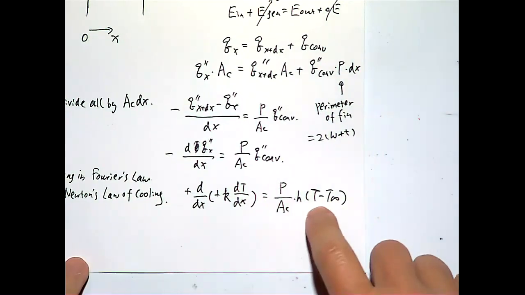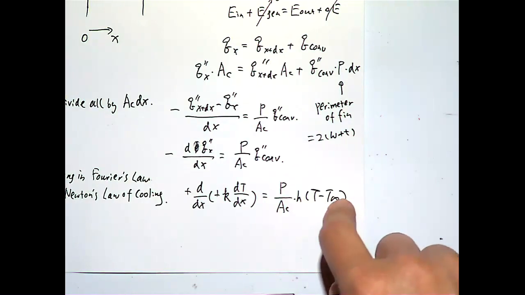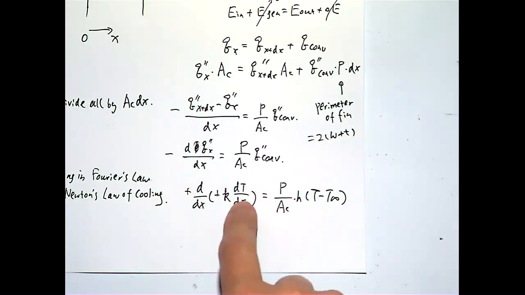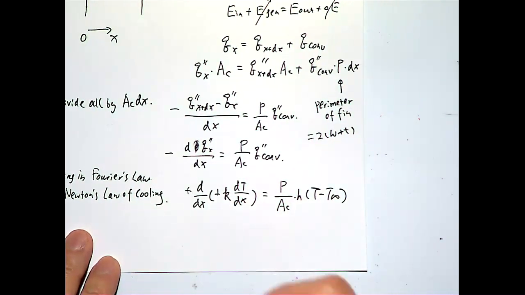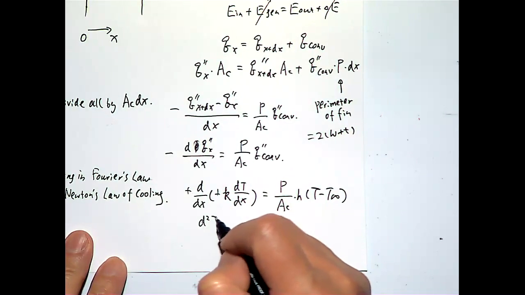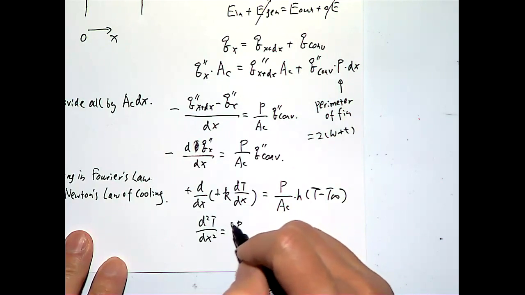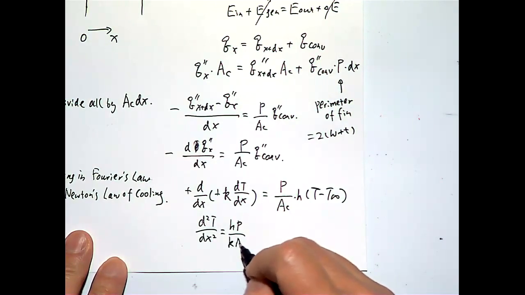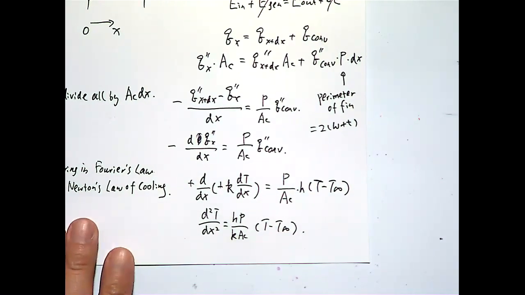All right, this is the temperature on the fin surface, and this is the ambient temperature. And that one is the temperature gradient along the fin, right? So if I consider k is a constant, then I can further simplify, equals to hP/kAc (T minus T infinity), right?